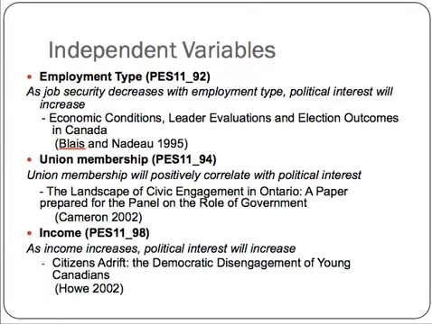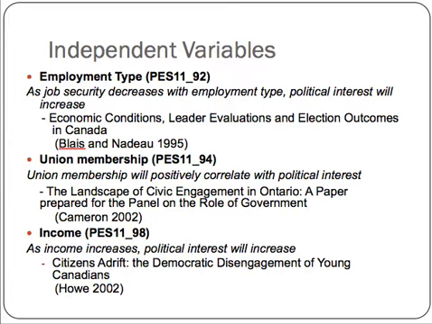The first independent variable is employment type. As job security decreases with employment type, political interest will increase. This is grounded in the literature by Blais and Nadeau. The second independent variable is union membership. Union membership will positively correlate with political interest. This is grounded in the literature by Cameron.